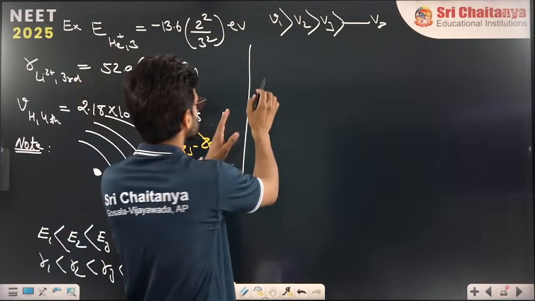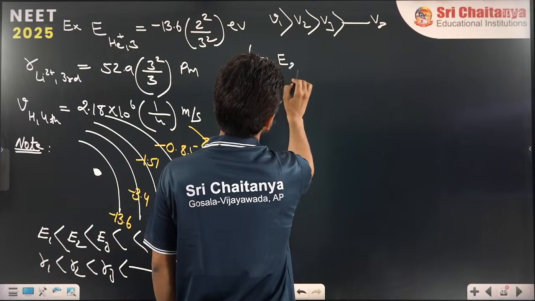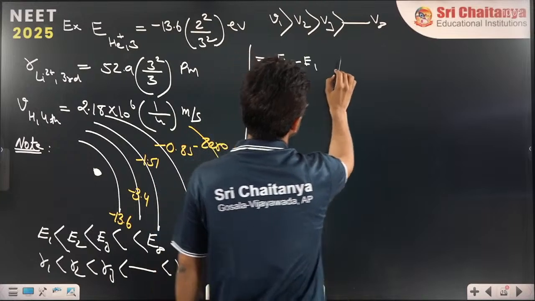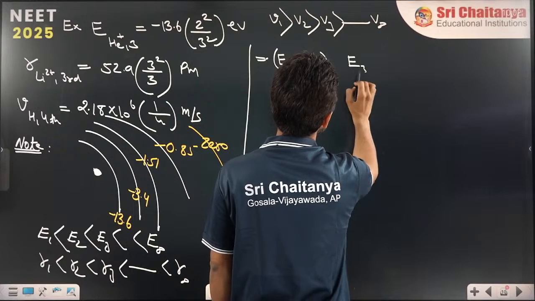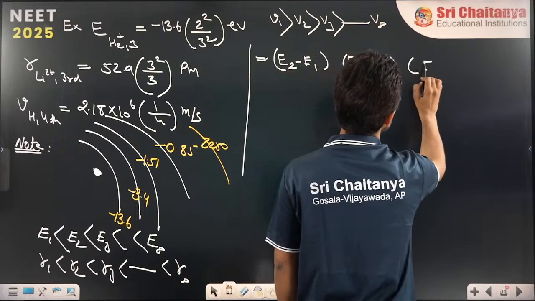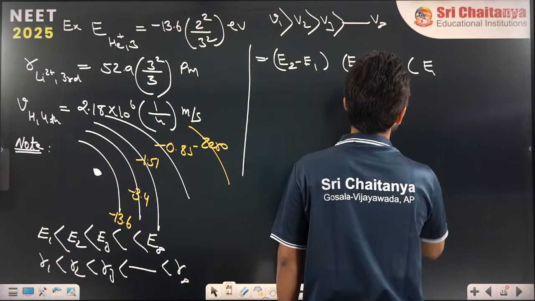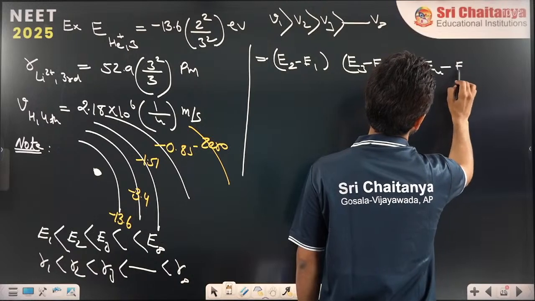Now the next thing, from where NEET always asks questions: if I compare E2 minus E1, this gap, then E3 minus E2, this gap, and E4 minus E3, this gap, it always decreases.